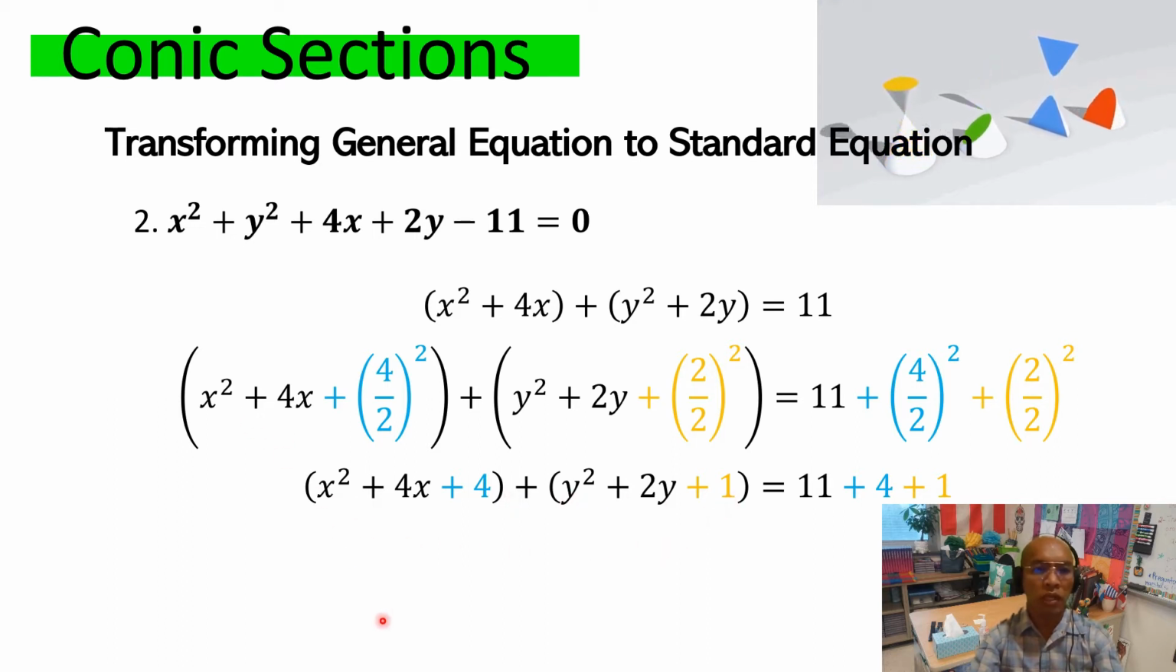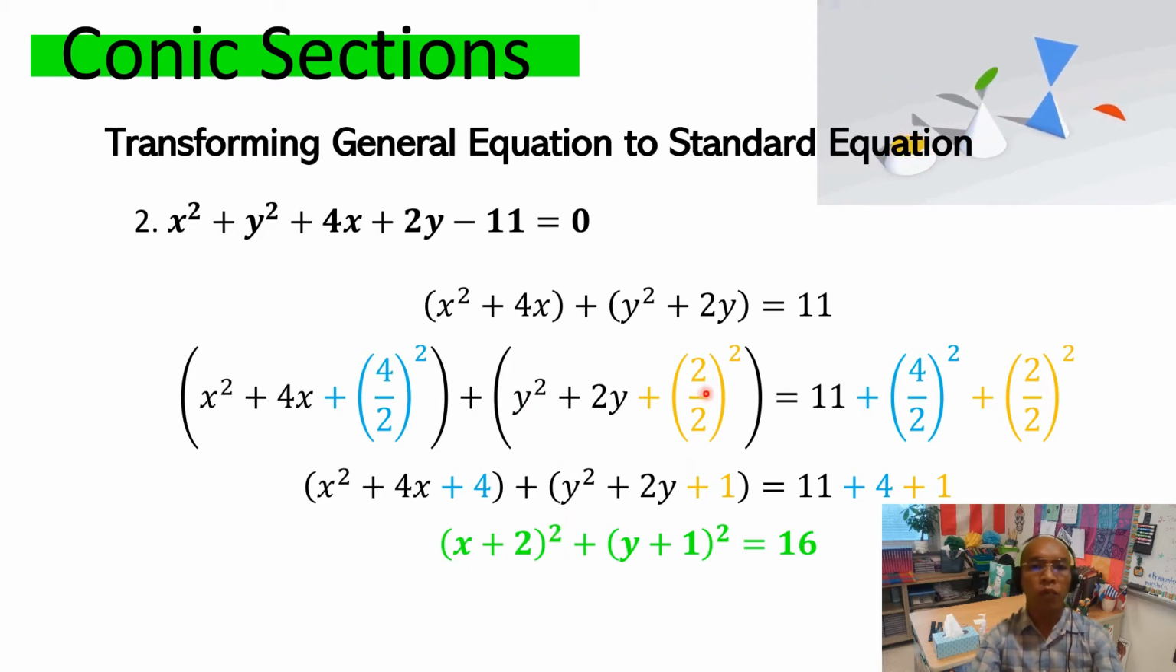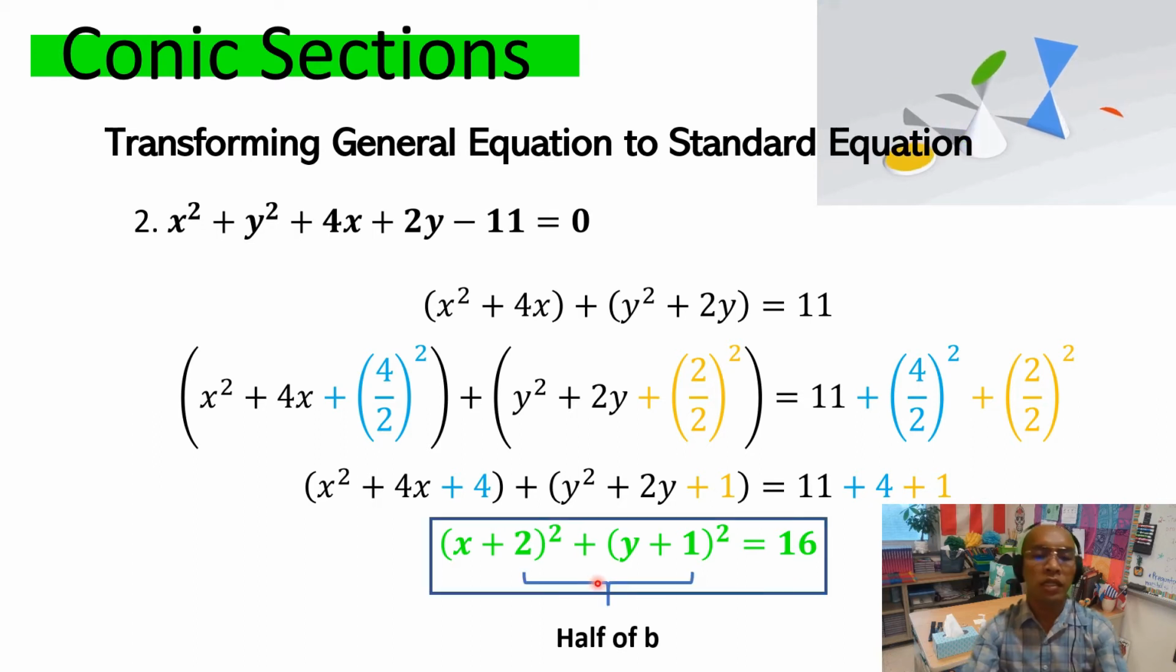So this is already a perfect square trinomial, so factor them out. So x, copy. Then partner, the half of b. So 4 divided by 2 is 2. That is why this is x plus 2 quantity squared. So y, then half of 2 is 1. So y plus 1 raised to 2. Then is equal to 11 plus 4, 15 plus 1, 16. This is the standard form of this given equation. As you can see, the constants being added to the variables are the half of b.